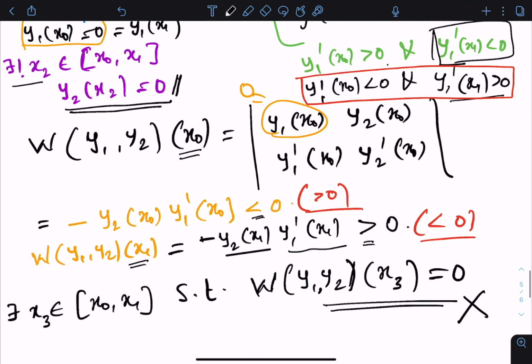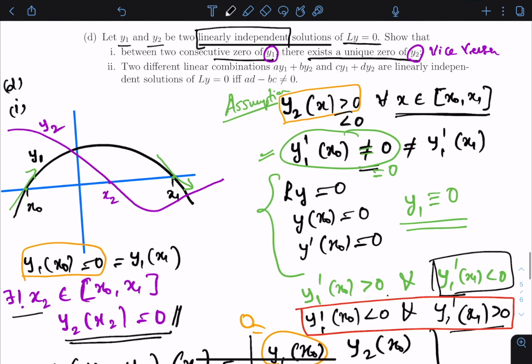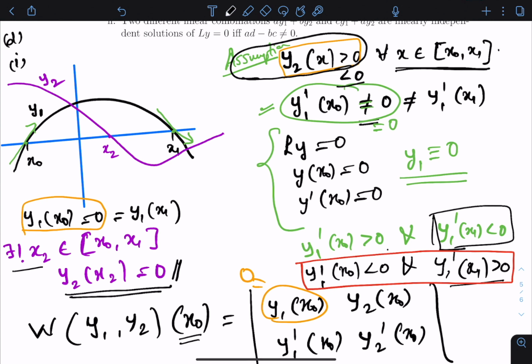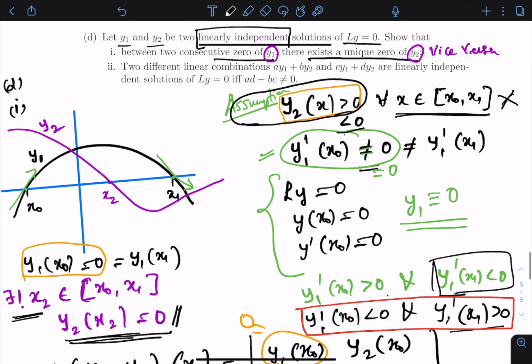And why did we obtain this wrong conclusion? Because we started with a wrong assumption. The same thing will go ahead if you even start with negative. So finally what you have shown is that your assumption is wrong, and that means there is some point x2 such that y2 of x2 is 0. Okay, but we still have not finished the proof. We have only shown the existence. We still have not shown the uniqueness part, that there is only a unique point for which this happens.